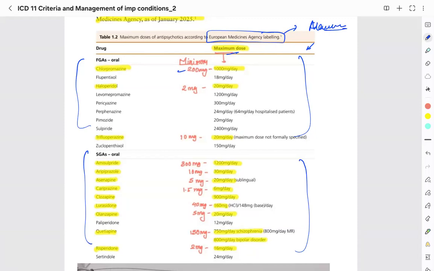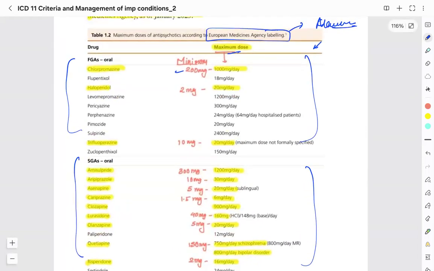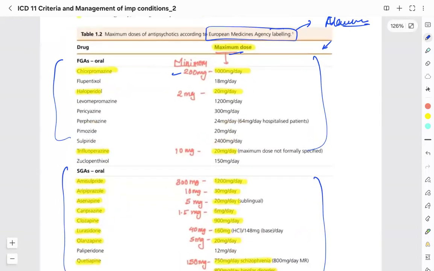Are you saying there is a dose regimen for first episode of schizophrenia? So first episode of psychosis, not schizophrenia. Okay. For first episode of psychosis, usually we start with lower doses.